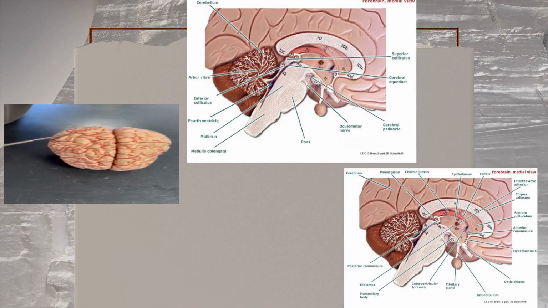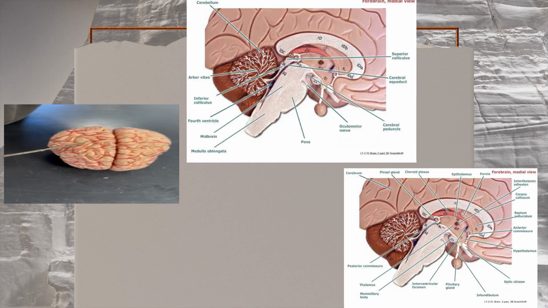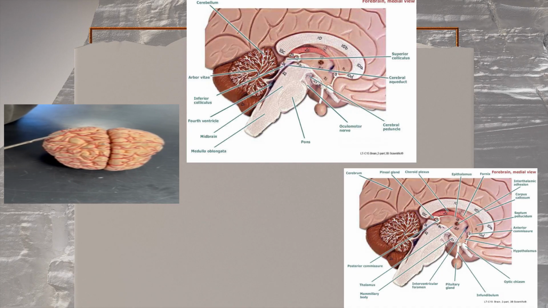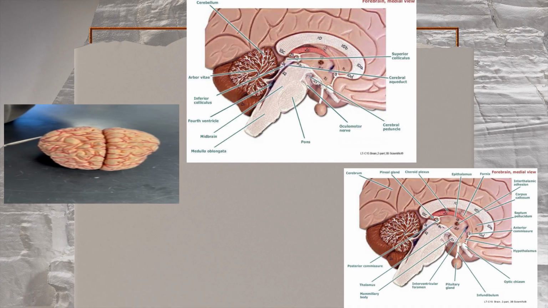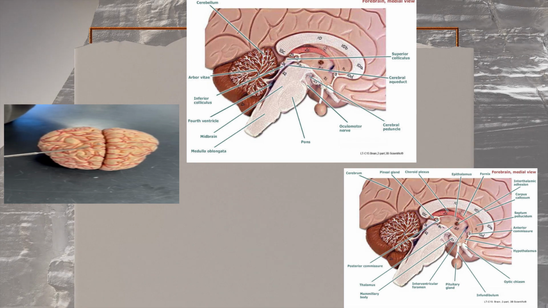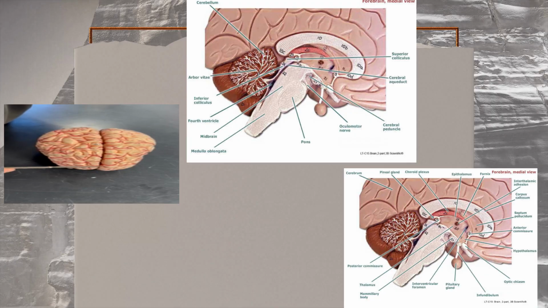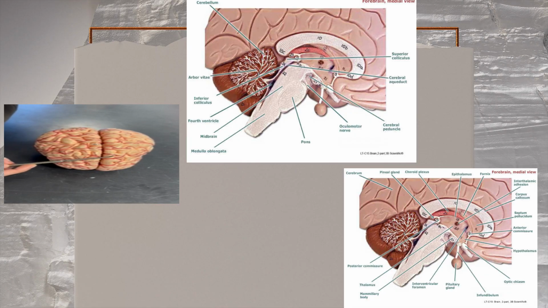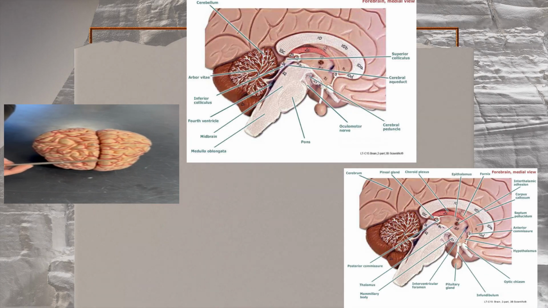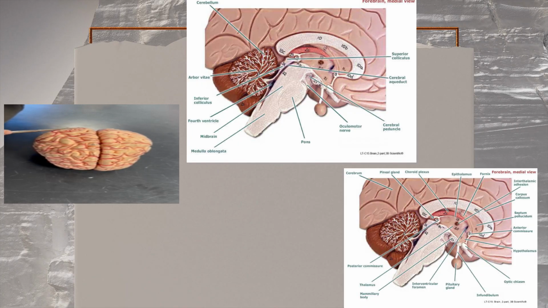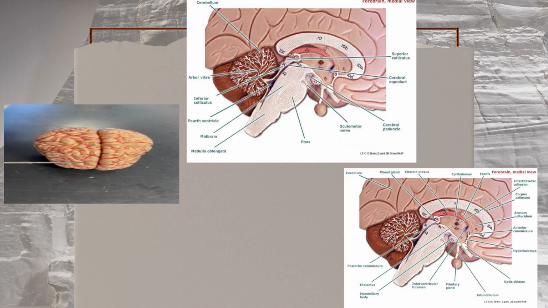And on both hemispheres, right here is the central sulcus, which separates the frontal and the parietal lobe. The central sulcus is about right here. And this is the precentral gyrus, and this is the postcentral gyrus.